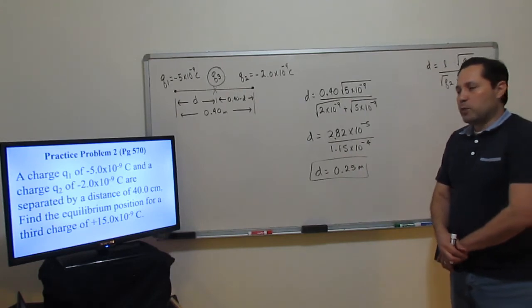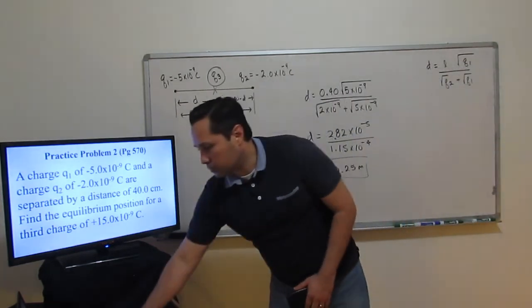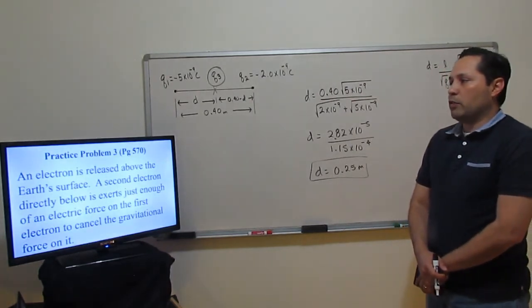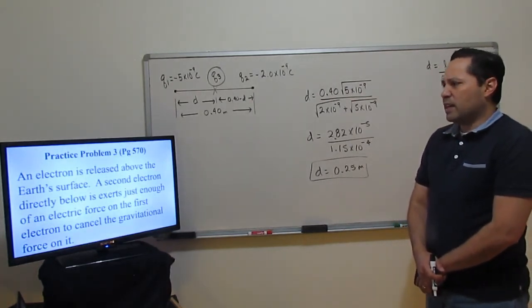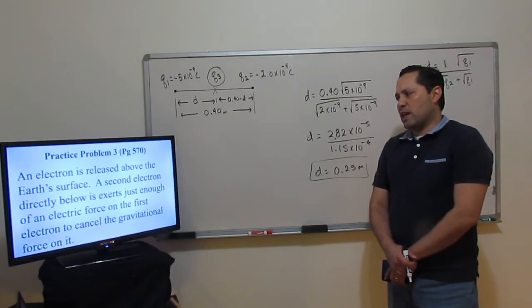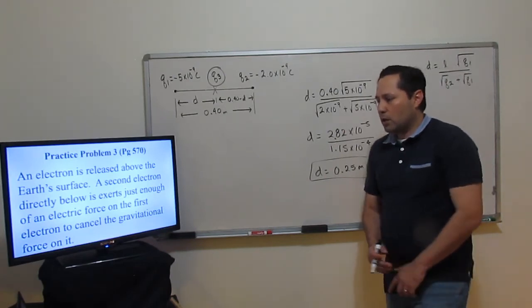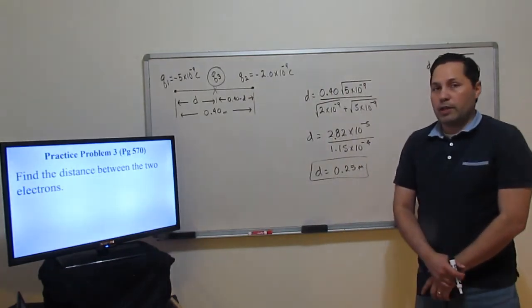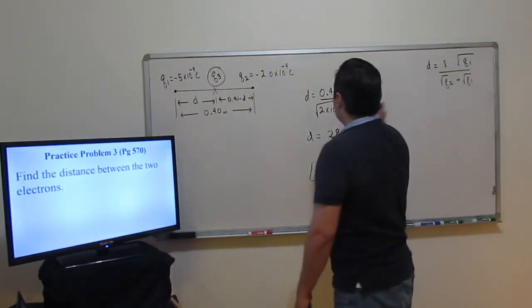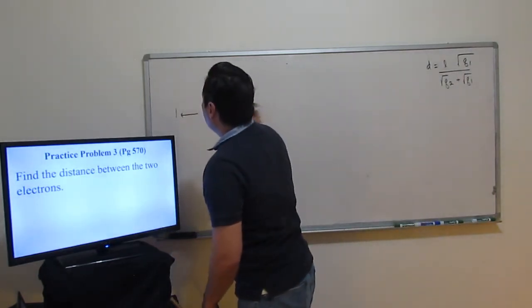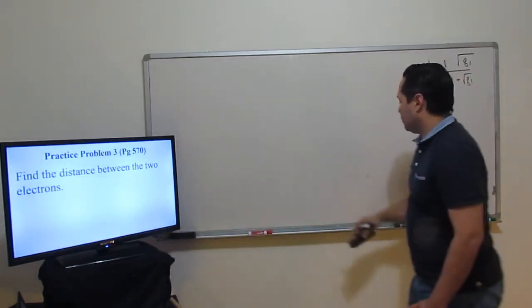The next one and last one is practice problem number 3. On this one, it says an electron is released from above the Earth's surface. A second electron directly below exerts just enough of an electric force on the first electron to cancel out its gravitational force on it. Find the distance between the two electrons. Alright. This problem is similar, but not quite the same.